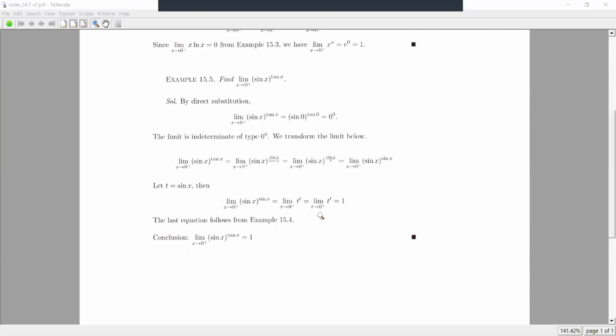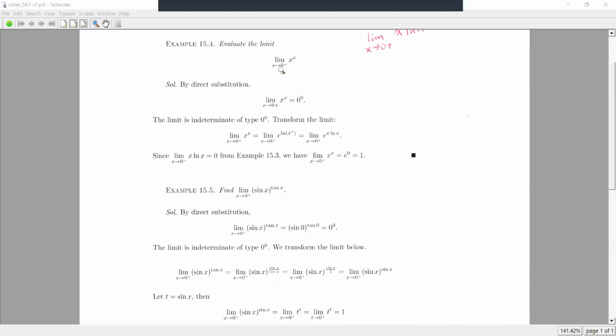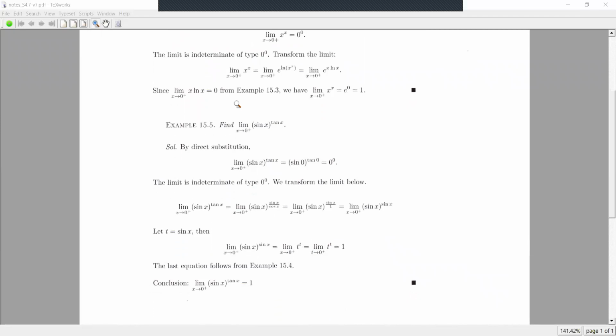Okay, but this limit, we got in example 4. In example 4, as x approaches 0 from the right, x over x approaches 1. So this limit is 1. Okay, so therefore the original limit is equal to this, but this is equal to this limit. This limit is 1. Therefore, the original limit is 1.